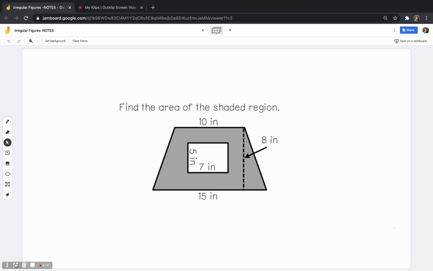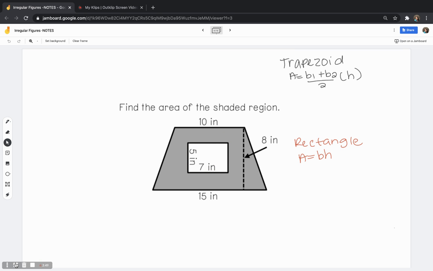All right, next we're going to look at finding area of the shaded region. So my first step is to identify the two shapes I have here. On the outside, I have a trapezoid, and then inside that trapezoid, there is a rectangle. So the two shapes I have here are a trapezoid and a rectangle.